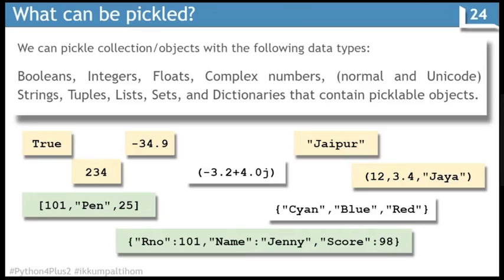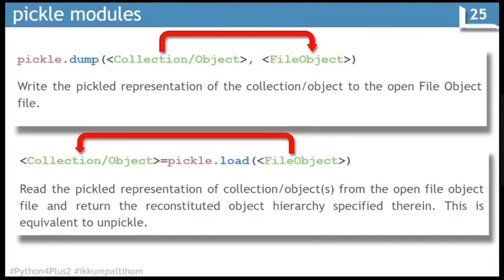We can pickle collection objects with the following data types: booleans, integers, floats, complex numbers, normal or Unicode strings, tuples, lists, sets, and dictionaries that contain pickleable objects. So these are the examples of the objects which can be pickled. Now, when you have to write the content in the pickled file, you will make use of dump. And if you have to read the content from the file, you will use load. So these are two methods which are going to be very important in pickled files.